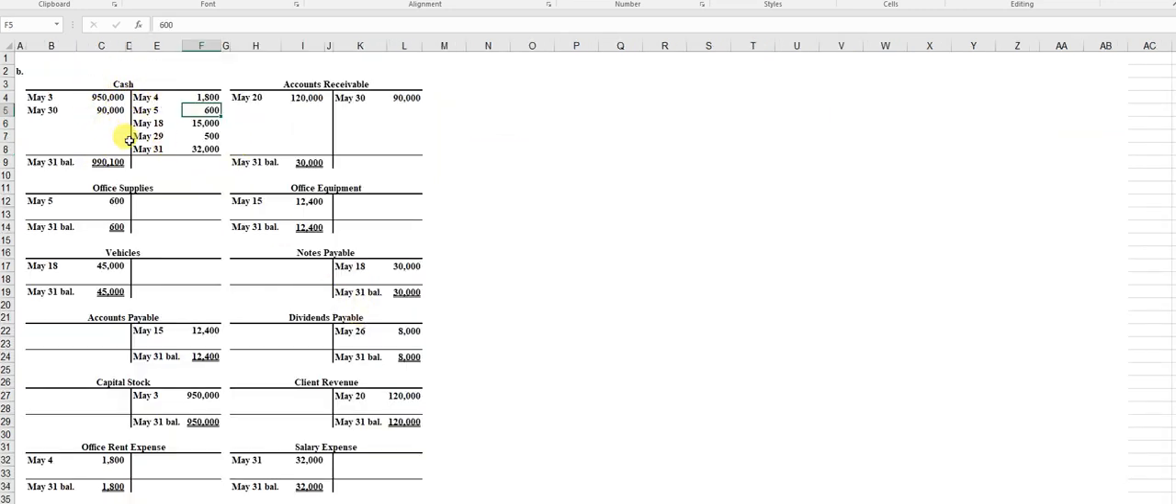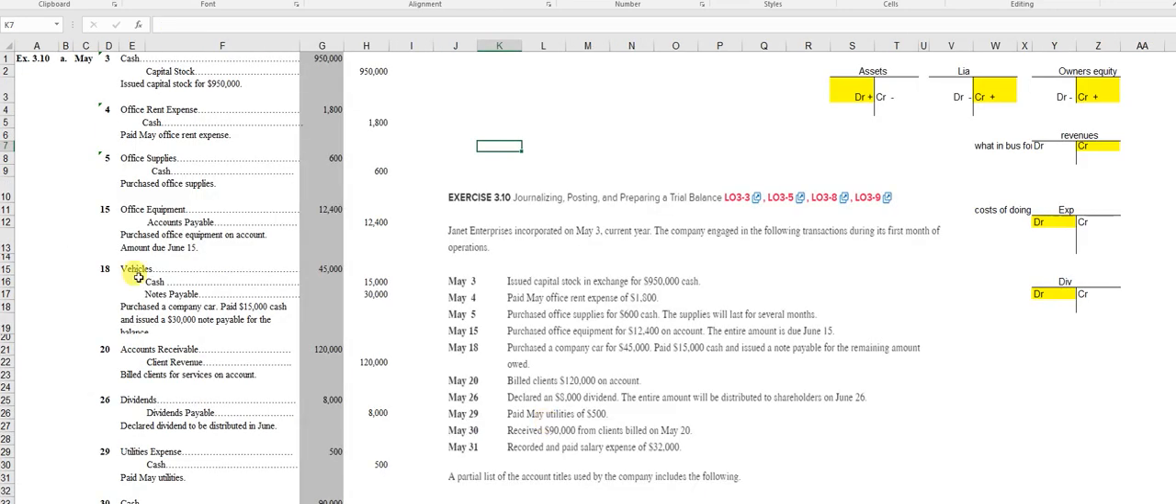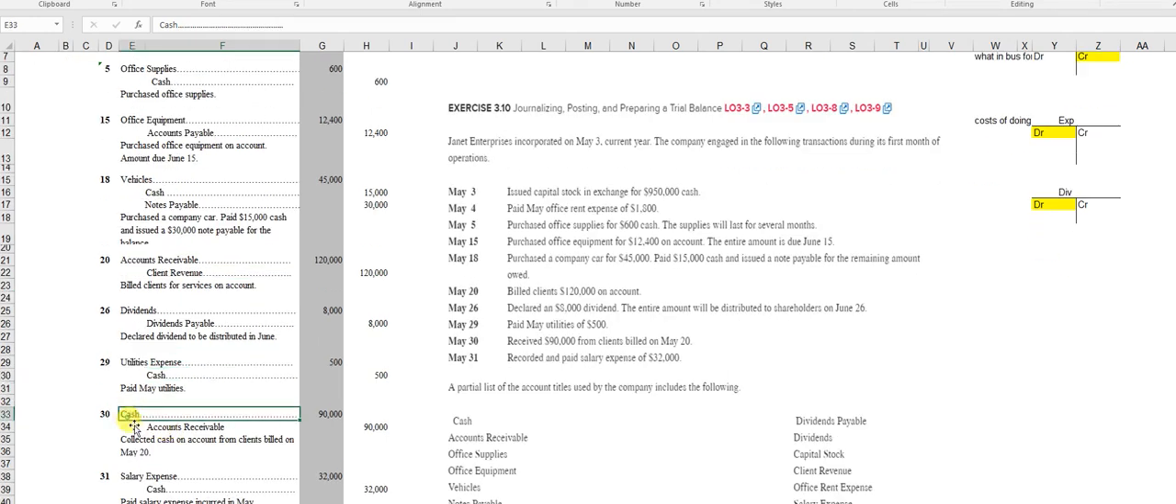So all I've done is post these accounts. So 1, 2, 3, 4, 5, 6, 7 cash accounts. So let's go through here. 1, 2, 3, 4, 5, 6, 7. So those are my cash entries. And I do the same thing for all these other ones.